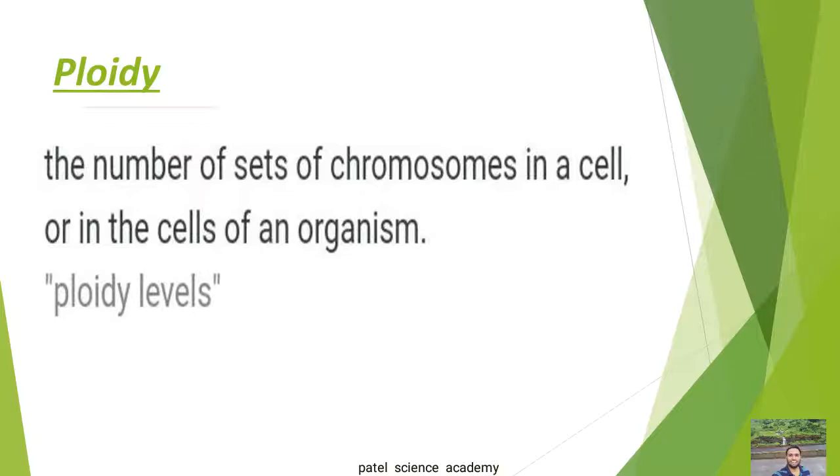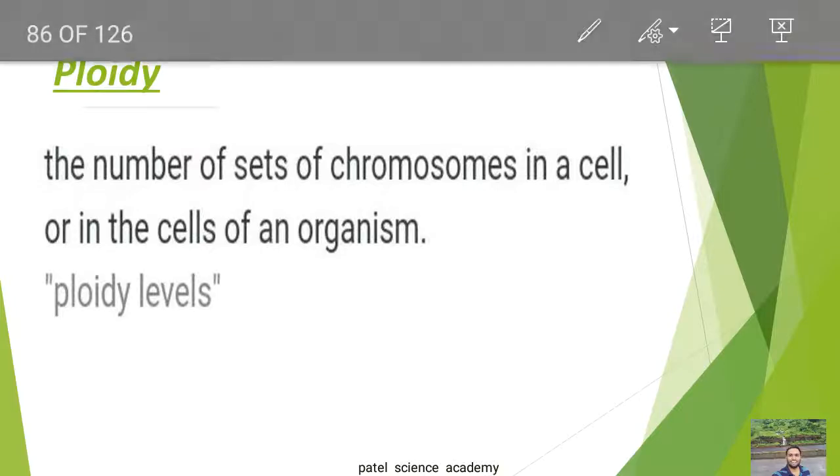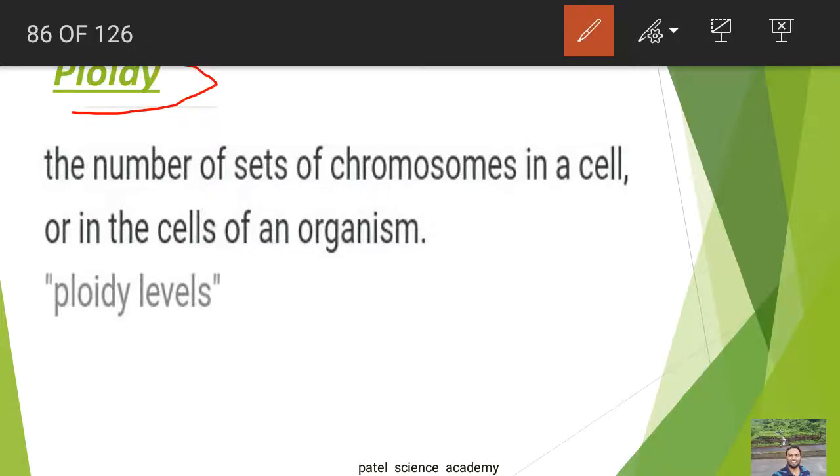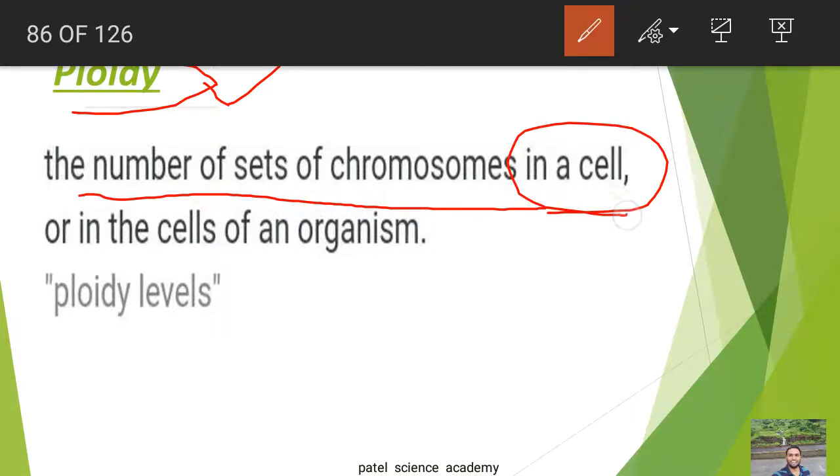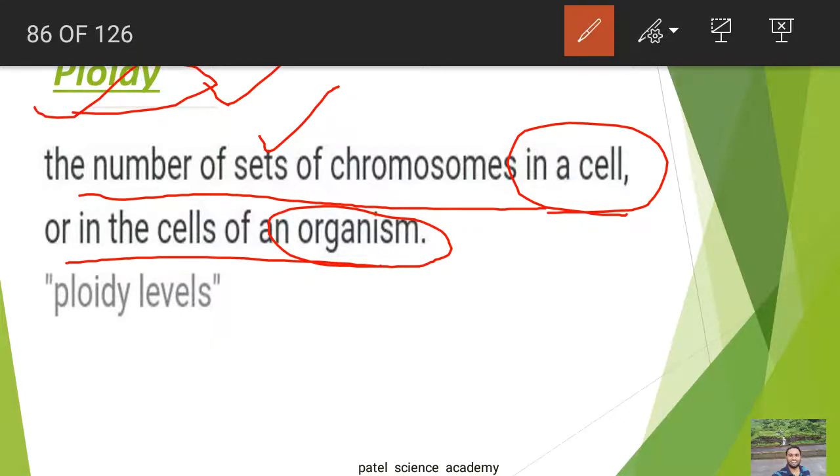But what is euploidy, or what is ploidy? The number of sets of chromosomes in the cell. So as I told you, chromosome is a genetic material present in the nucleus of the cell. And what is ploidy? The number of sets of chromosomes in the cell. How many sets of chromosomes are present in the cell, that is called ploidy in the cell of an organism. So ploidy means the sets of chromosomes in the cell.